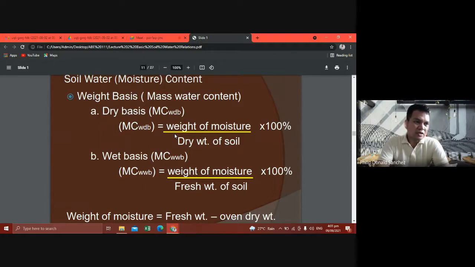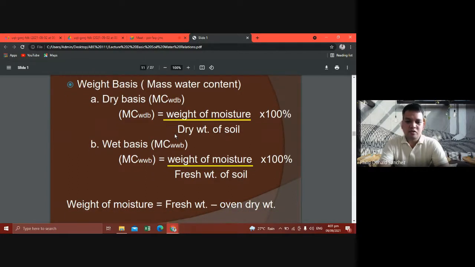So that's good, I remembered it during the review class with our students last week. They can easily get the technique: divided by the dry weight for the dry basis. And then the wet basis is just the fresh weight, no? So that's how the equation goes around.